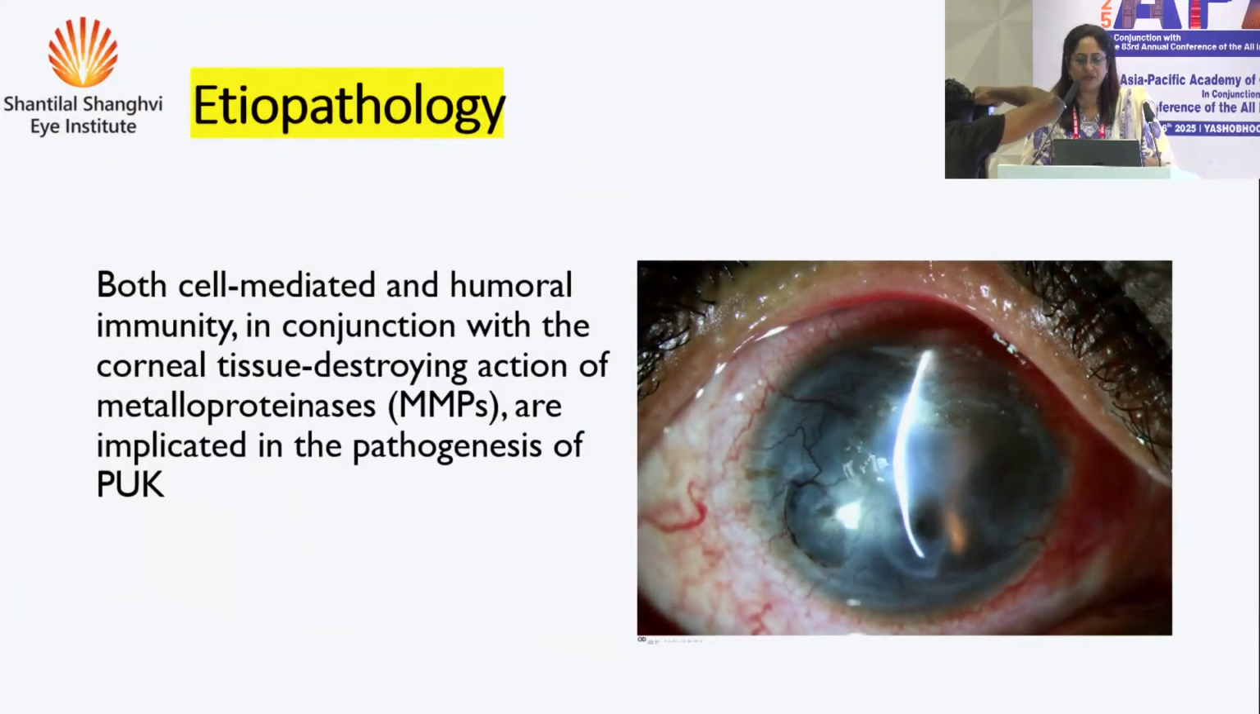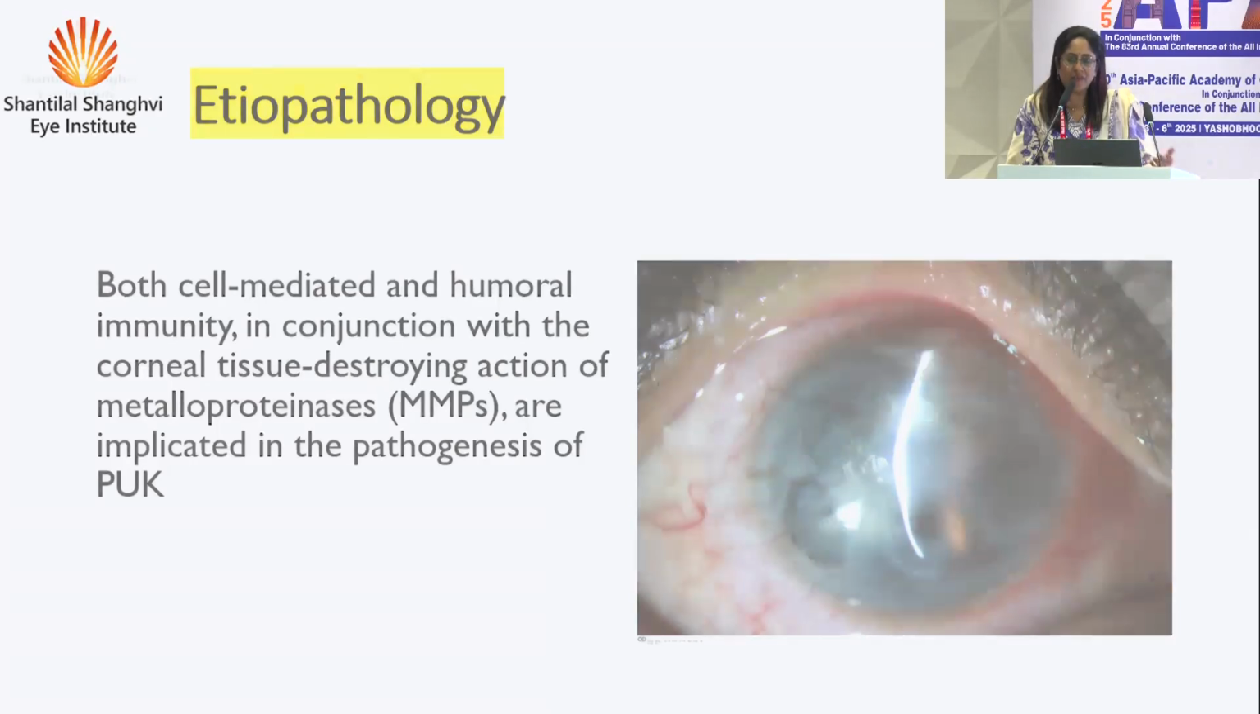In the etiopathology, I've tried to make it very simple so that we don't get bored. Both cell-mediated and humoral immunity, in conjunction with the corneal tissue destroying substances, which are the metalloproteases, the matrix metalloproteases.